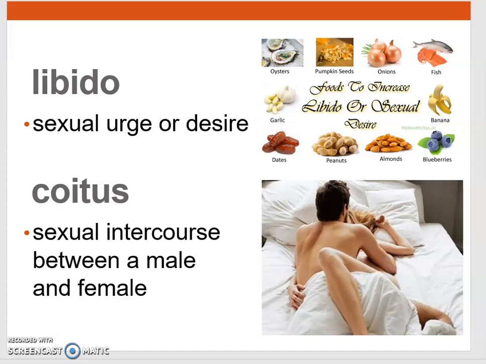Coitus, however, is something that happens in the animal kingdom, and it happens with humans also. Coitus is the sexual intercourse between a male and female. We have a depiction of it here. Once again, we know that there's different variations. When we refer to coitus, we're talking about an act that could result in a pregnancy.